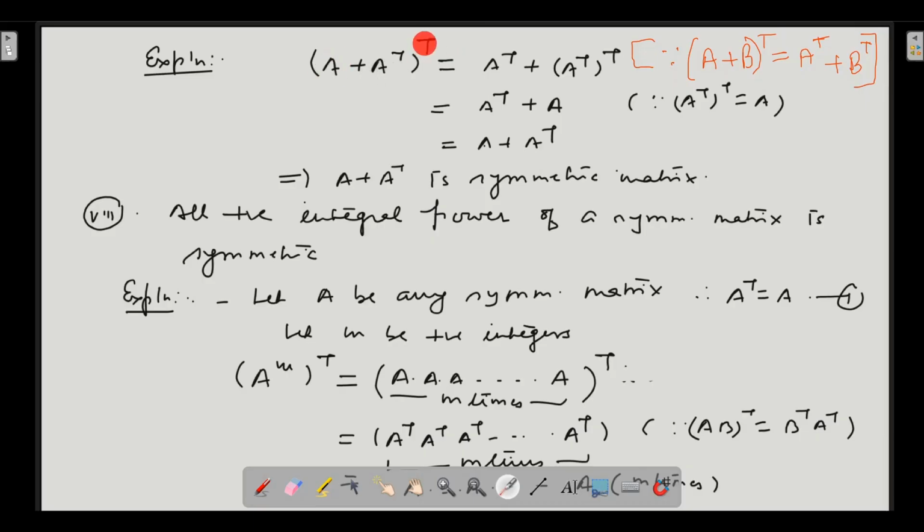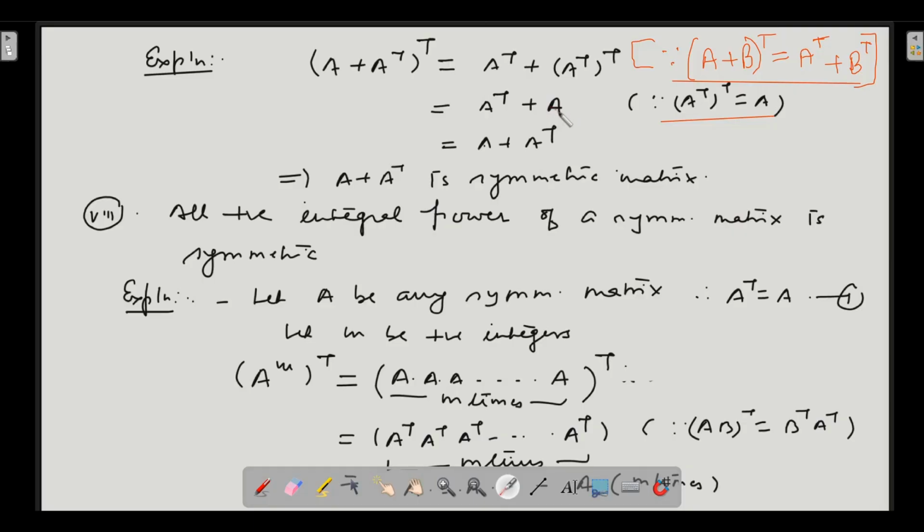So we have A transpose, and (A transpose) transpose. When we take the transpose of a transpose, we get the same matrix, so we get matrix A. Since (A transpose) transpose is equal to A, these two properties we have already learned in the previous lectures, so I am not going to teach them once again.